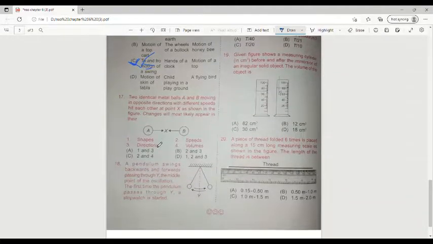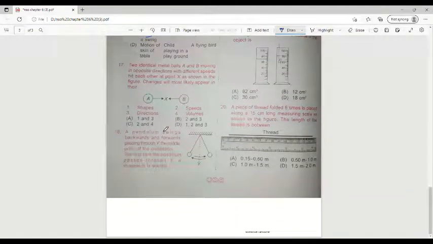Next is your question number 17. Two identical metal balls A and B moving in opposite directions with different speeds hit each other at point B as shown in the figure. Changes that will most likely appear are: first, shape; second, speed; third, direction; and fourth, volume. So this is the question, and the options given are: A is 1 and 3, B is 2 and 3, C is 2 and 4, and D is 1, 2 and 3. So the correct answer for question number 17 is option B.